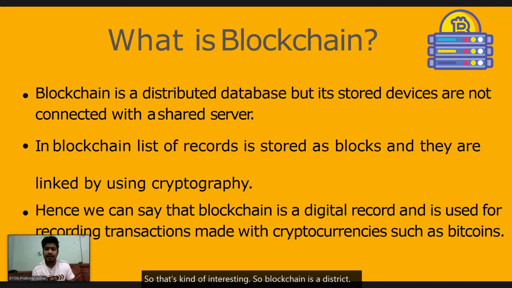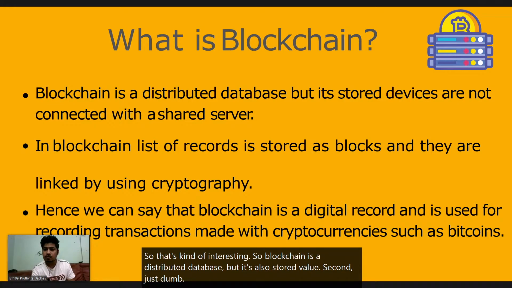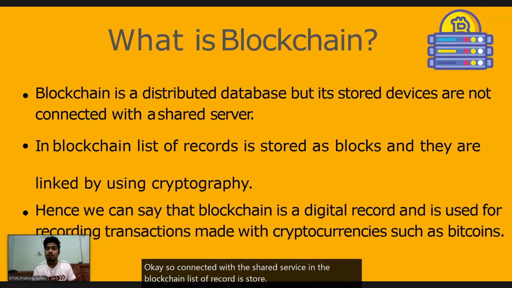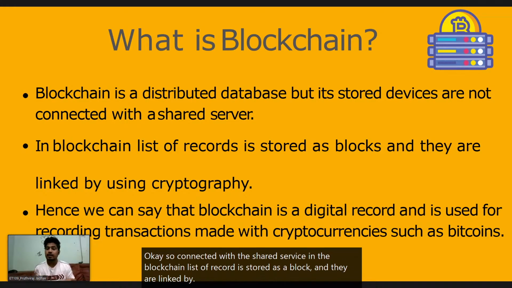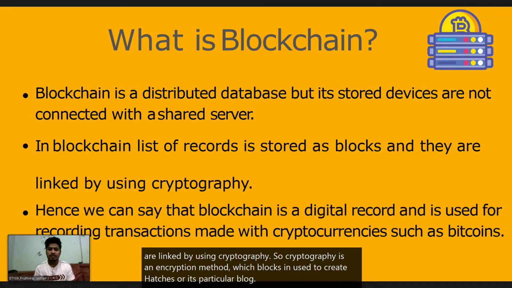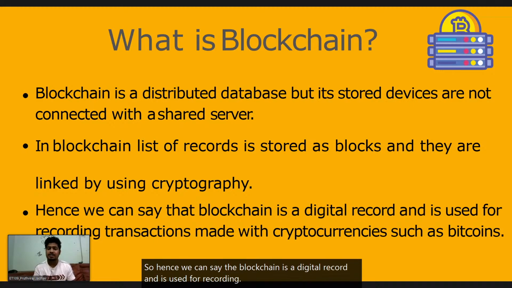Blockchain is a distributed database, but it also stores value, connected with a shared server. In a blockchain, a list of records is stored as blocks, and they are linked by using cryptography. Cryptography is an encryption method which blockchain uses to create hashes for its particular block. Hence we can say the blockchain is a digital record and is used for recording transactions made with cryptocurrencies such as Bitcoin.